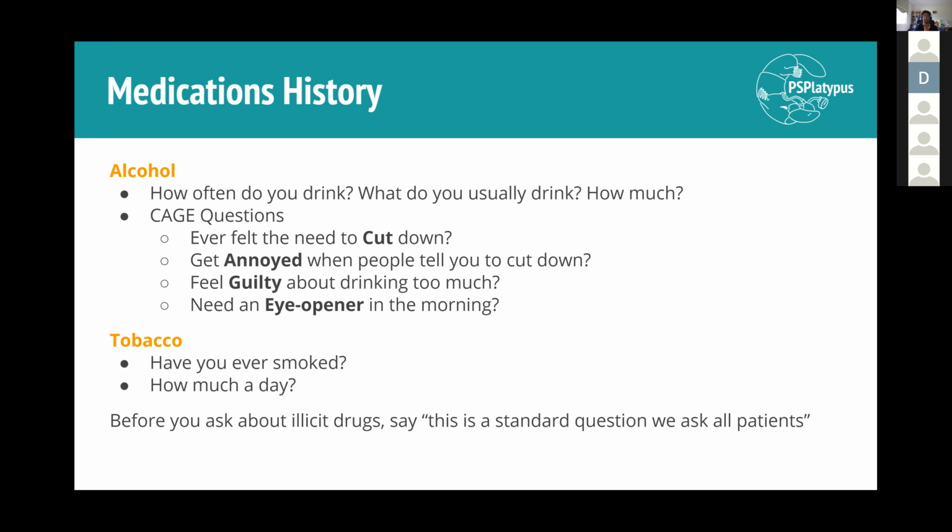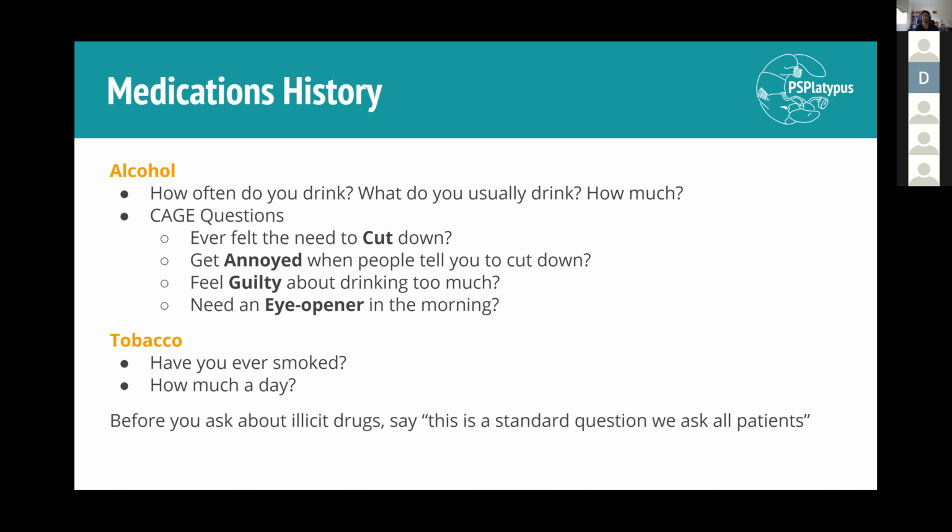Because we can basically do something called a pack year history. So we say, how many cigarettes have you smoked? How many a day? And then we can convert that to a standardized measure, like a 10 pack year history or something like that. And that's useful for things like lung cancer calculations.